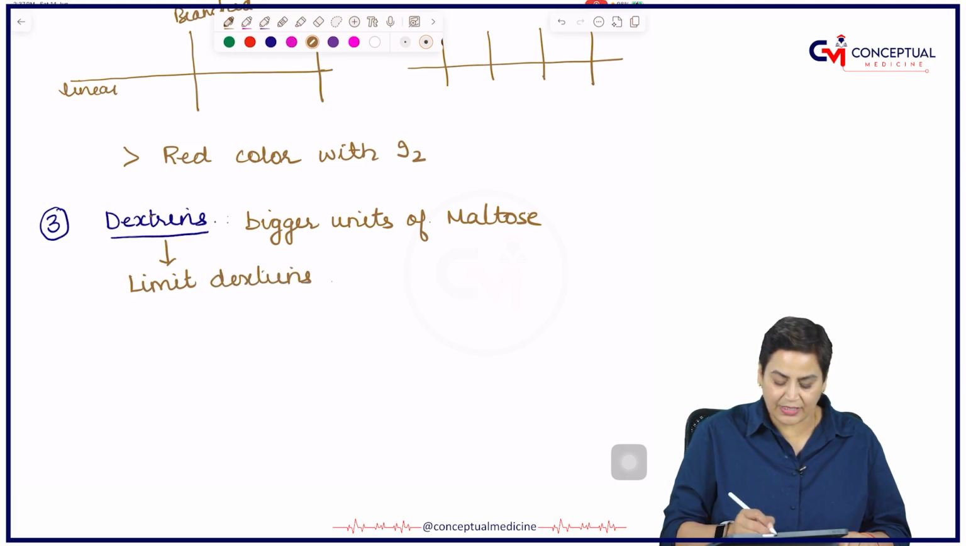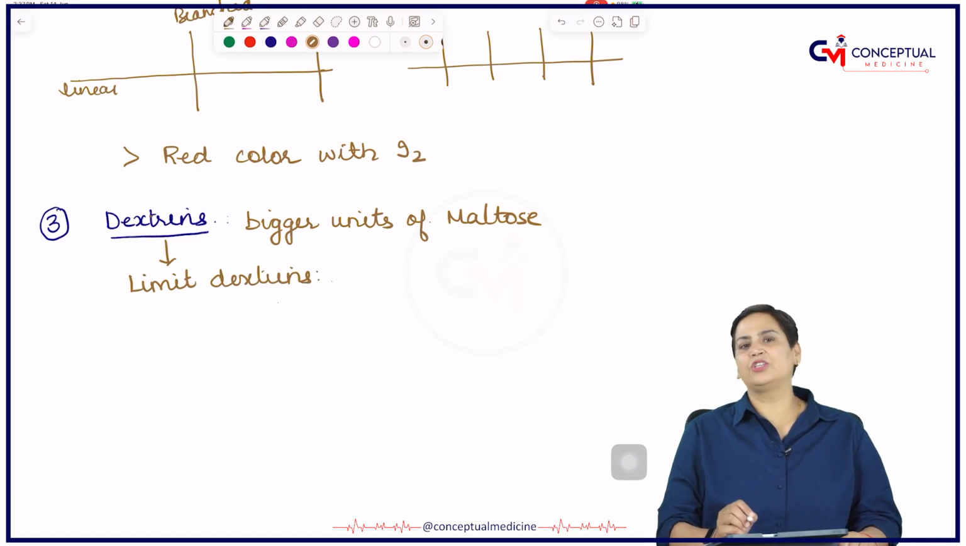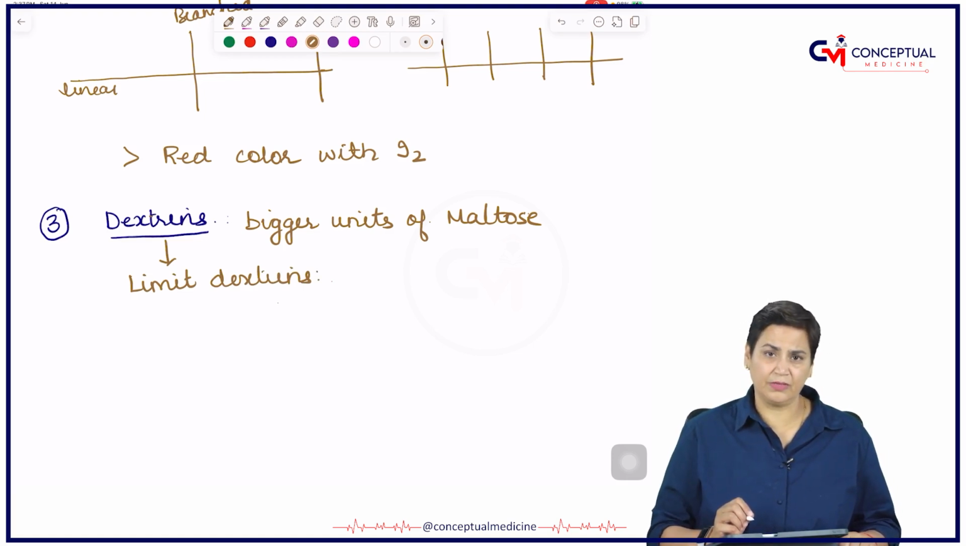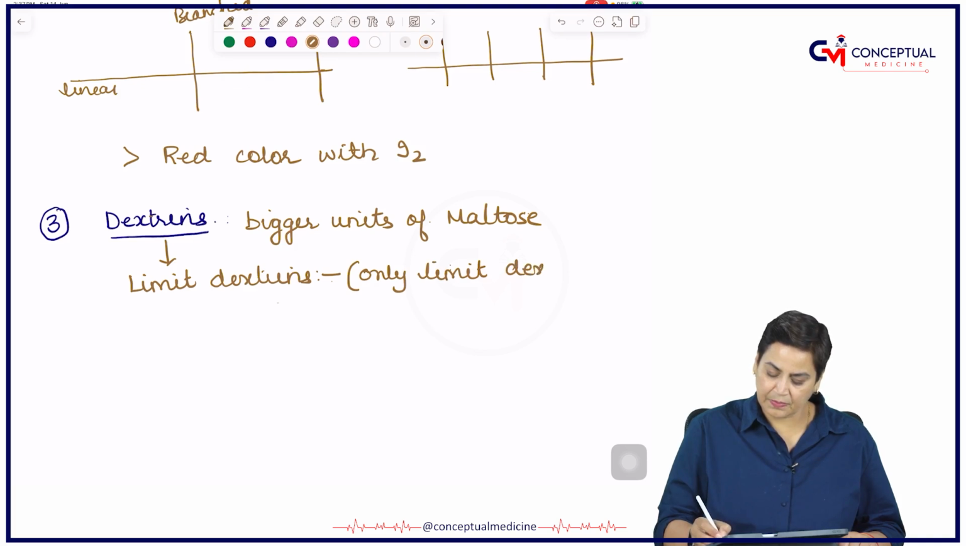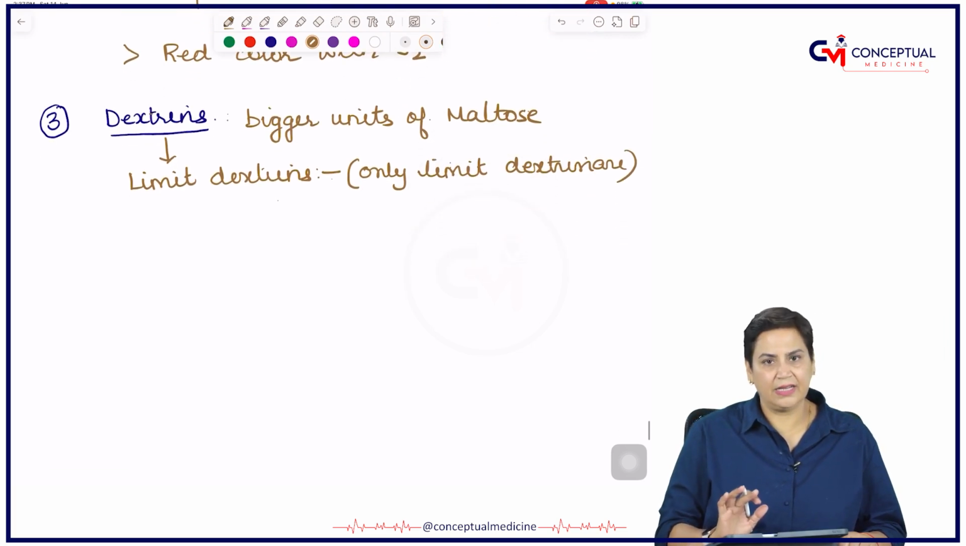Limit dextrins are the ones on which no further action of the enzyme is observed. Limit dextrins can only be hydrolyzed by limit dextrinase. So only limit dextrinase can break them. Right? So these are the dextrins.